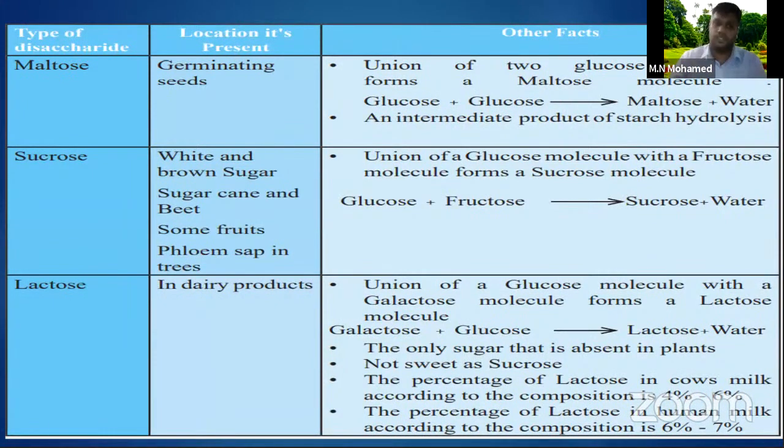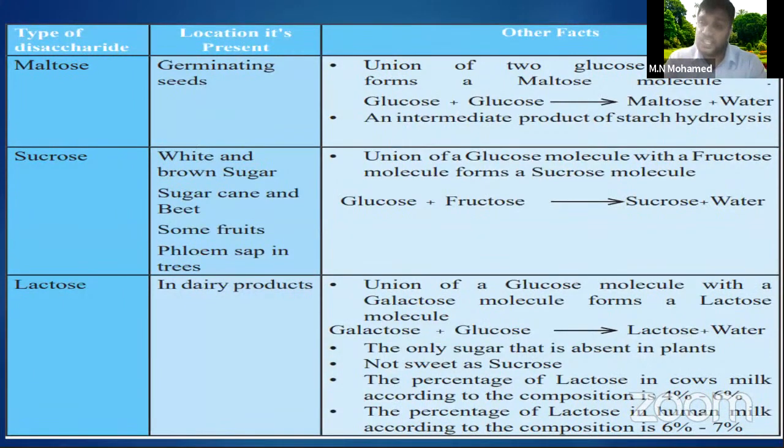And the last one is lactose. Lactose is also a disaccharide, the union of galactose plus glucose. It is found in most dairy products. Therefore, we can divide. We are studying.